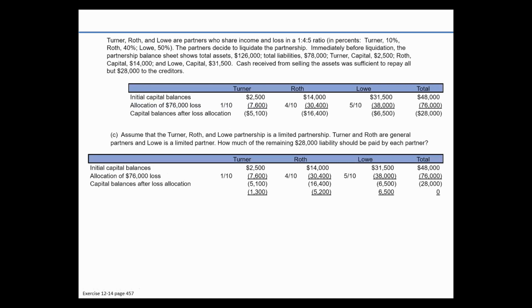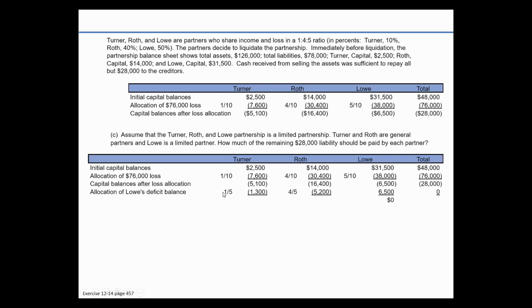Now we can assume that the Turner, Roth, and Lowe partnership is a limited partnership. So we'll say that Turner and Roth are considered general partners, and Lowe is considered a limited partner. So then how much of the remaining 28,000 would be paid by each partner? So we have to also allocate the portion that Lowe had, because Lowe would not be responsible for the loss. That's why he's a limited partner, because he doesn't want to be responsible for the loss.